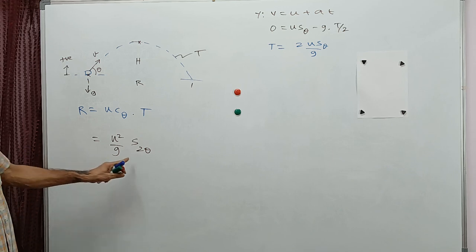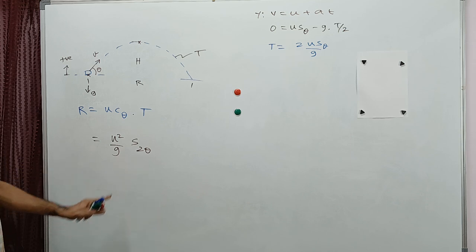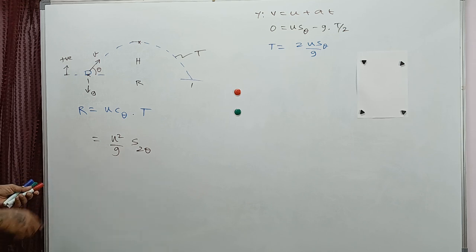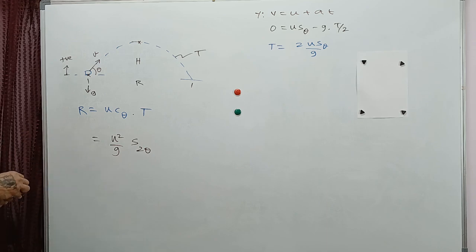So the range is maximum when sine 2 theta is maximum, that's when it is plus 1. That will happen when 2 theta is 90 degrees, that is, theta is 45 degrees. So to get the maximum range, this angle theta should be 45 degrees.